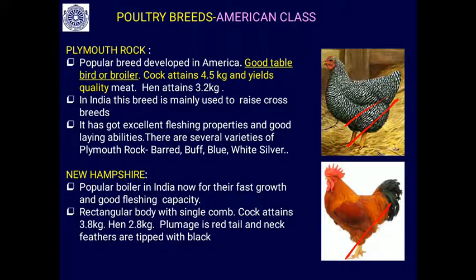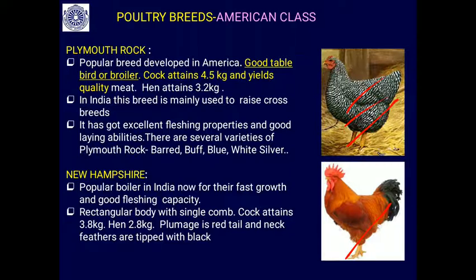It has excellent fleshing properties. The flesh is very good, soft and tasty, and it has good laying abilities. There are several varieties: Plymouth Rock, Barred Plymouth Rock, Buff color. This is the barred one you can see.